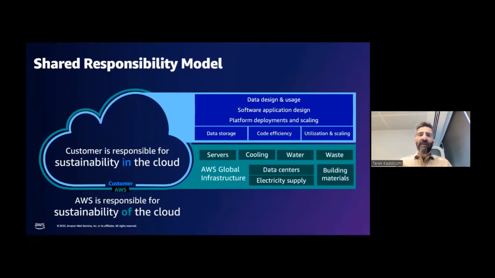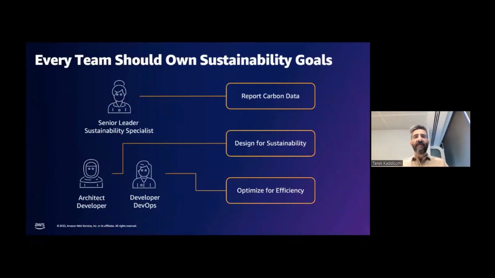Moving forward with the initial understanding of the sustainability model, as you can see here, every team should own sustainability goals. I invite you and your teams and the other teams to start assigning sustainability goals to your technical team. So for example, a senior leader of the sustainability unit should report the carbon data of the enterprise, while the architect or the developer should be designing their workload and their solutions taking sustainability into mind.